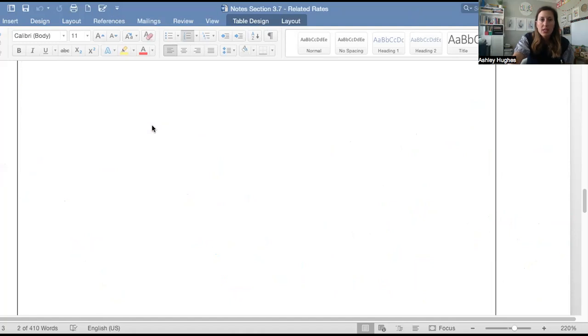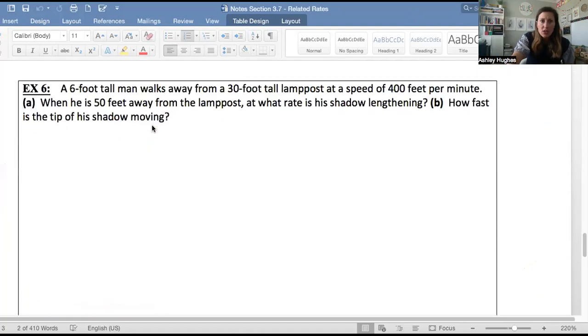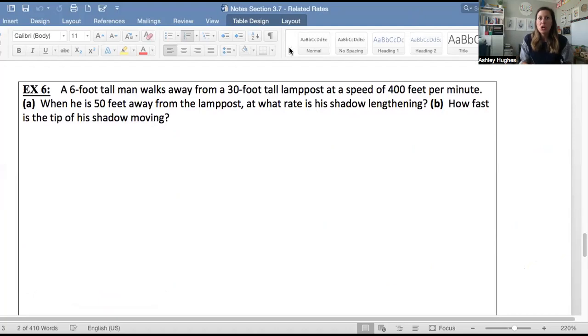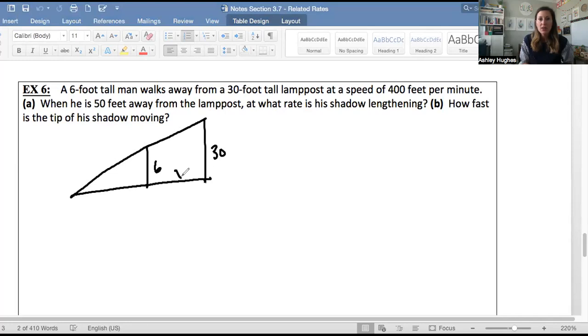All right, let's try the next one. A 6-foot tall man walks away from a 30-foot tall lamppost. So we have a 6-foot tall man, and he is walking away from a 30-foot tall lamppost. I can label these 6 and 30 because they are constant. So x, he's walking at what speed? Walking away, so this would be getting bigger at 400 feet per minute.